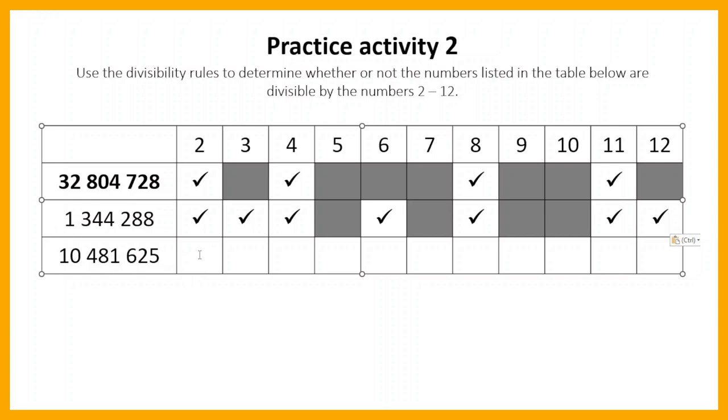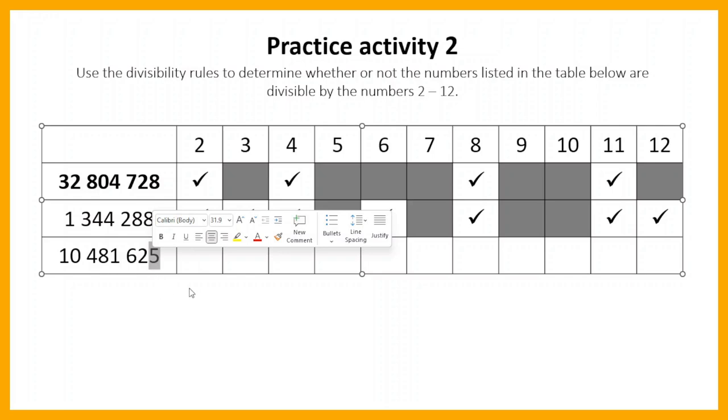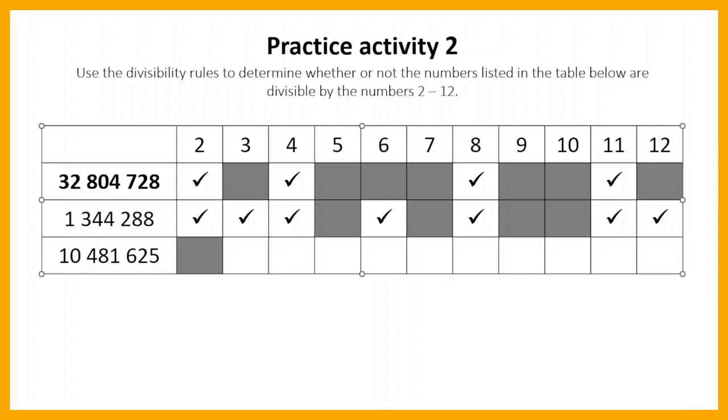Now let's have a look at the third number over here. Now the last digit is a 5. That is not an even number, which means that 2 is not going to be a factor. So I'm going to go and blank that out. Now because I can blank out 2, that means that every single multiple of 2 also can't be a factor. So 4 can't be a factor, 6 can't be a factor, 8 can't be a factor, 10 can't be a factor, and 12 can't be a factor. So I don't have to worry about checking any of them because I know that no even number can be a factor of an odd number.